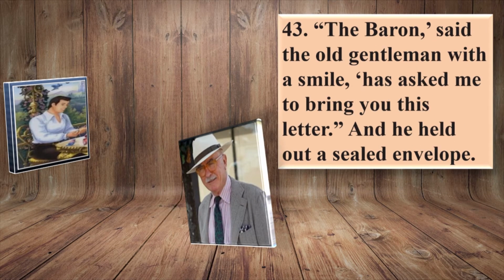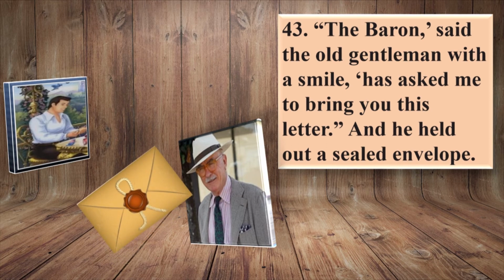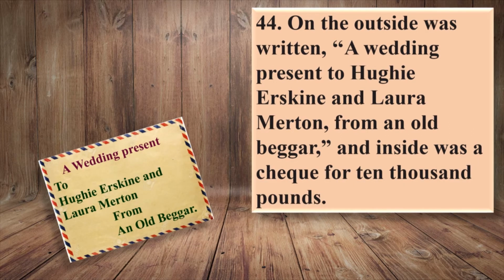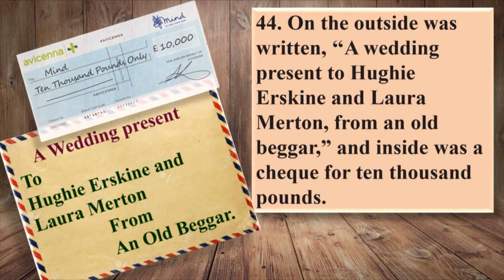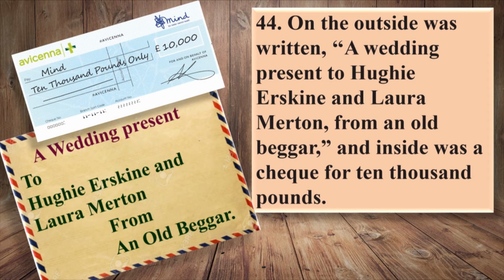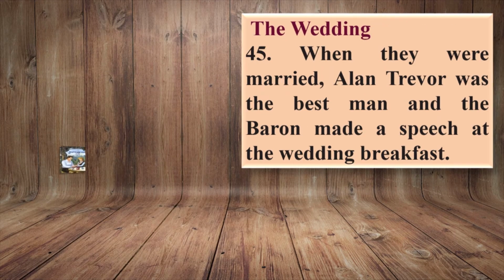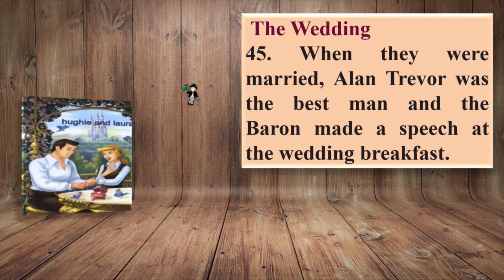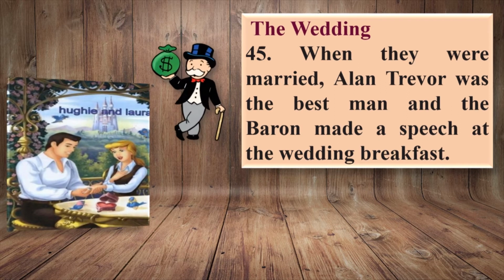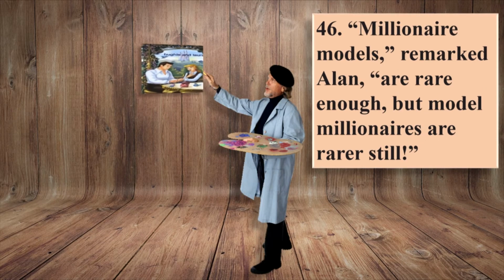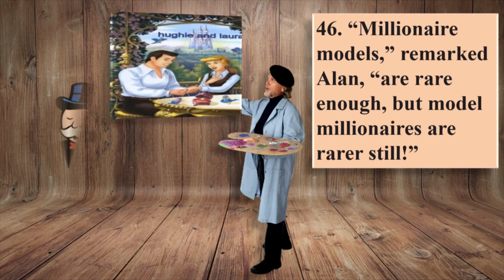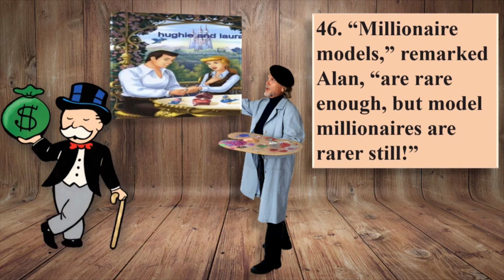"The Baron," said the old man with a smile, "has asked me to bring you this letter," and he held out a sealed envelope. On the outside was written, "A wedding present to Hughie Erskine and Laura Merton from an old beggar," and inside was a cheque for £10,000. When they were married, Alan Trevor was the best man, and the Baron made a speech at the wedding breakfast. "Millionaire models," remarked Alan, "are rare enough, but model millionaires are rarer still."